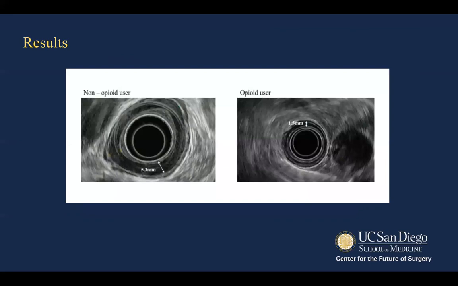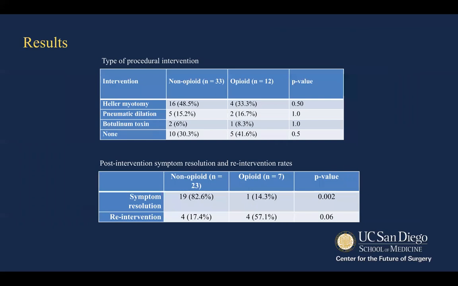This is a representative image showing a thickened circular muscle layer in a non-opioid user measured as 5.3 millimeters, with an image of a non-thickened circular muscle layer in an opioid user measured at 1.5 millimeters. The distribution of procedural interventions between the two groups is shown here. Within the subgroup of patients who underwent procedural intervention, symptom resolution was noted to be higher in the non-opioid group. Conversely, reintervention for persistent symptoms was elevated in the opioid group as compared to the non-opioid group, although statistical significance was not achieved.